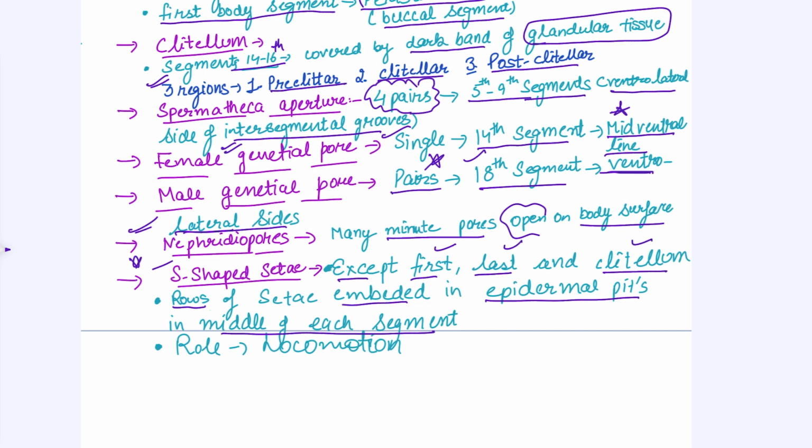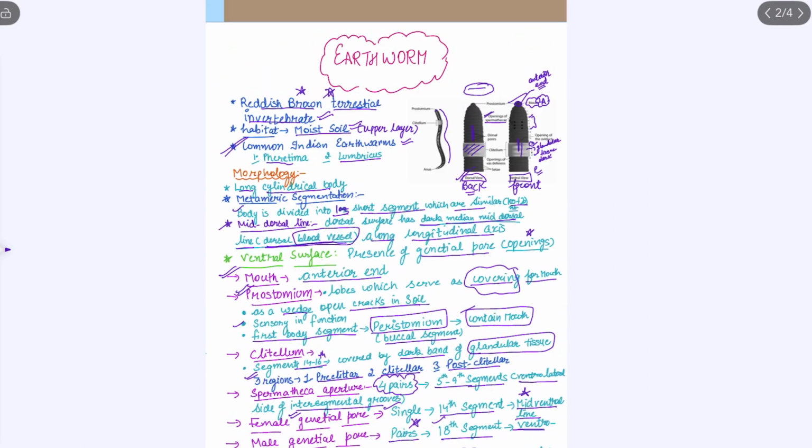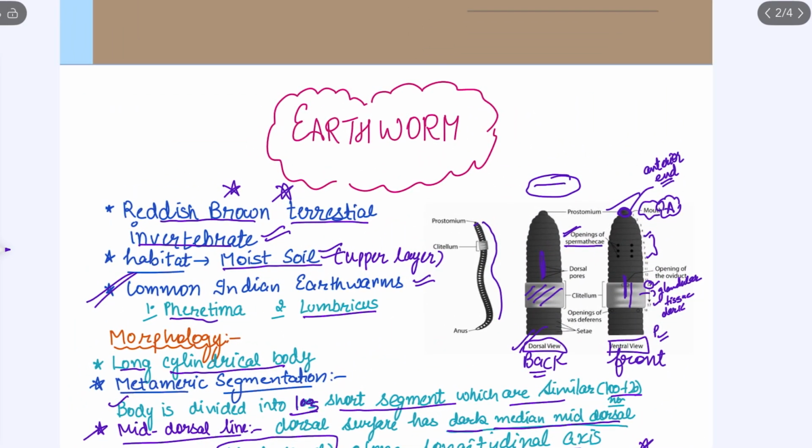What is the role of S-shaped setae? It is for locomotion. Okay, that is our morphology.